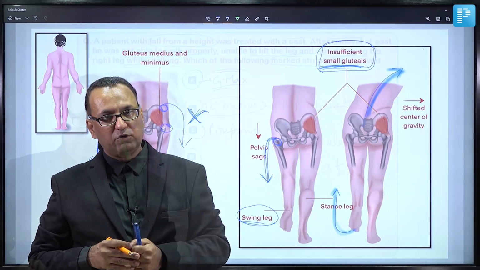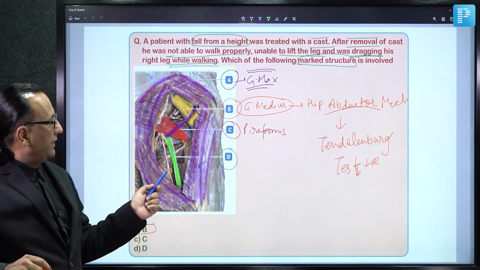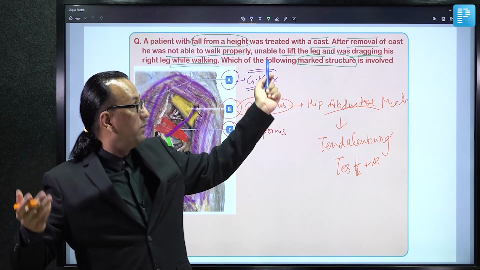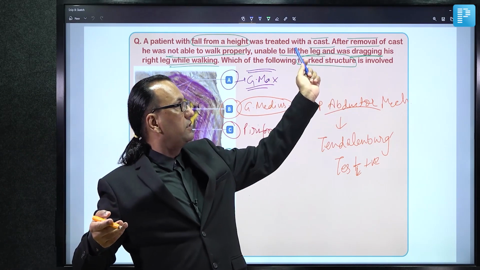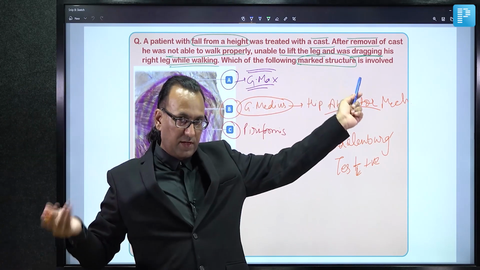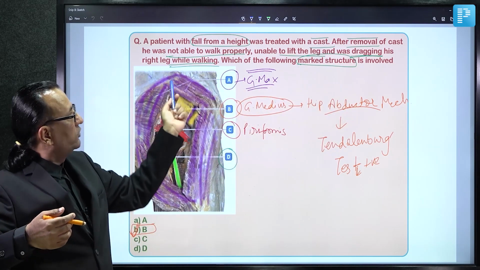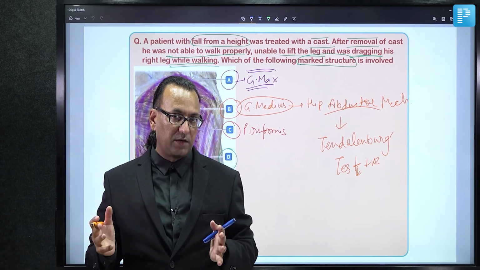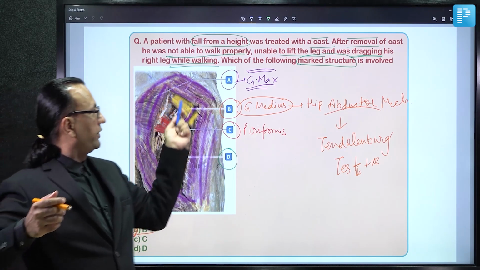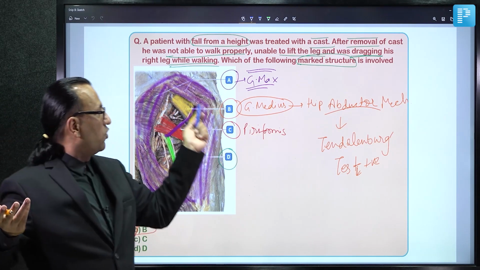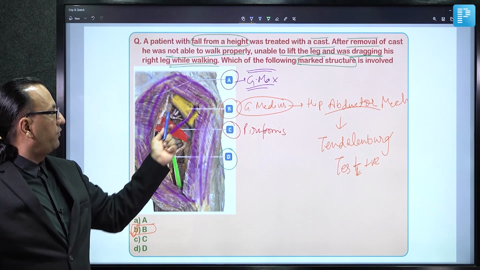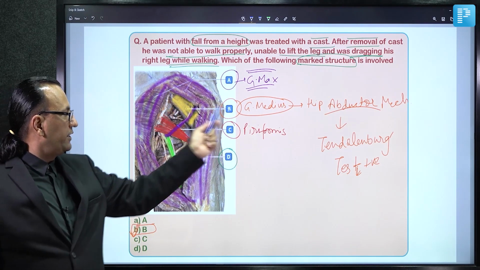Now we go back to our question. So let us read the question again. It is a patient who had a fall from height, maybe some fracture of neck femur or head femur, and for that purpose there was a cast. After removal of the cast, we find the patient unable to walk properly, unable to lift the leg properly, there was a dragging of the foot. So which structure is compromised? Abductor mechanism. And which muscles are for abduction? The gluteus medius, gluteus minimus, tensor fascia lata. So marker B is the gluteus medius supplied by this nerve passing above the piriformis, the superior gluteal nerve. Choice B should be our answer.